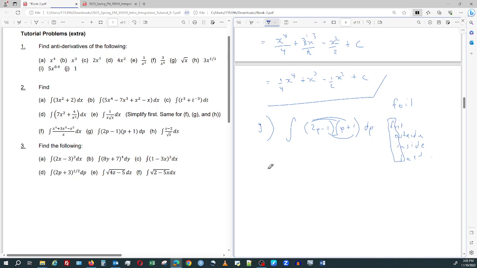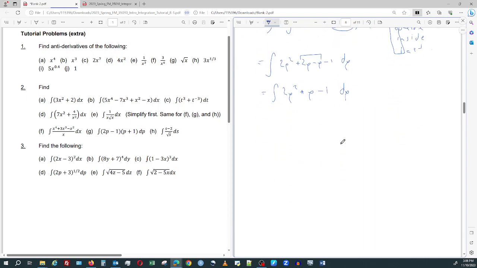Alright, so let's do that. Not ready to integrate yet, so 2p times p is 2p squared plus 2p minus p minus 1. Change your pronumeral. This is the sum term. 2 apples minus an apple. 2p squared. 2 apples minus an apple is an apple. So we're just left with p minus 1. So all we can do now is go ahead and do the actual integration.